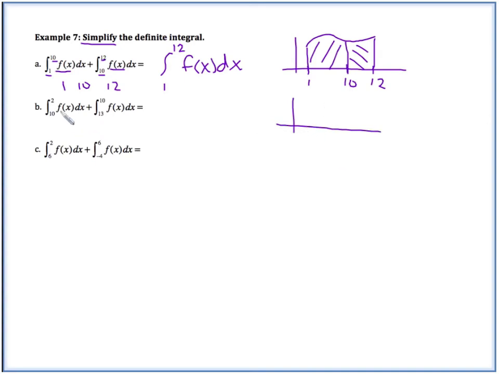Okay, so this is from 10 to 2. So 10's over here, and 2's over here. And then this one is from 13 to 10. So 13's over here, and 10's over here. Okay, so we'll just draw our function again.